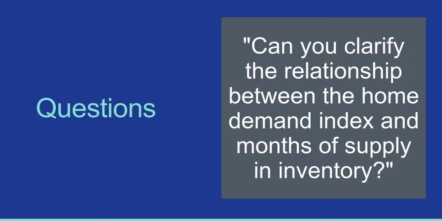Okay. Can you clarify the relationship between the home demand index and months of supply in inventory? So somewhat related to our previous question. I think this is coming from, these aren't always what we expect. Like, you'd expect a seller's market to show a high demand and vice versa for a buyer's market. We don't always see that here.